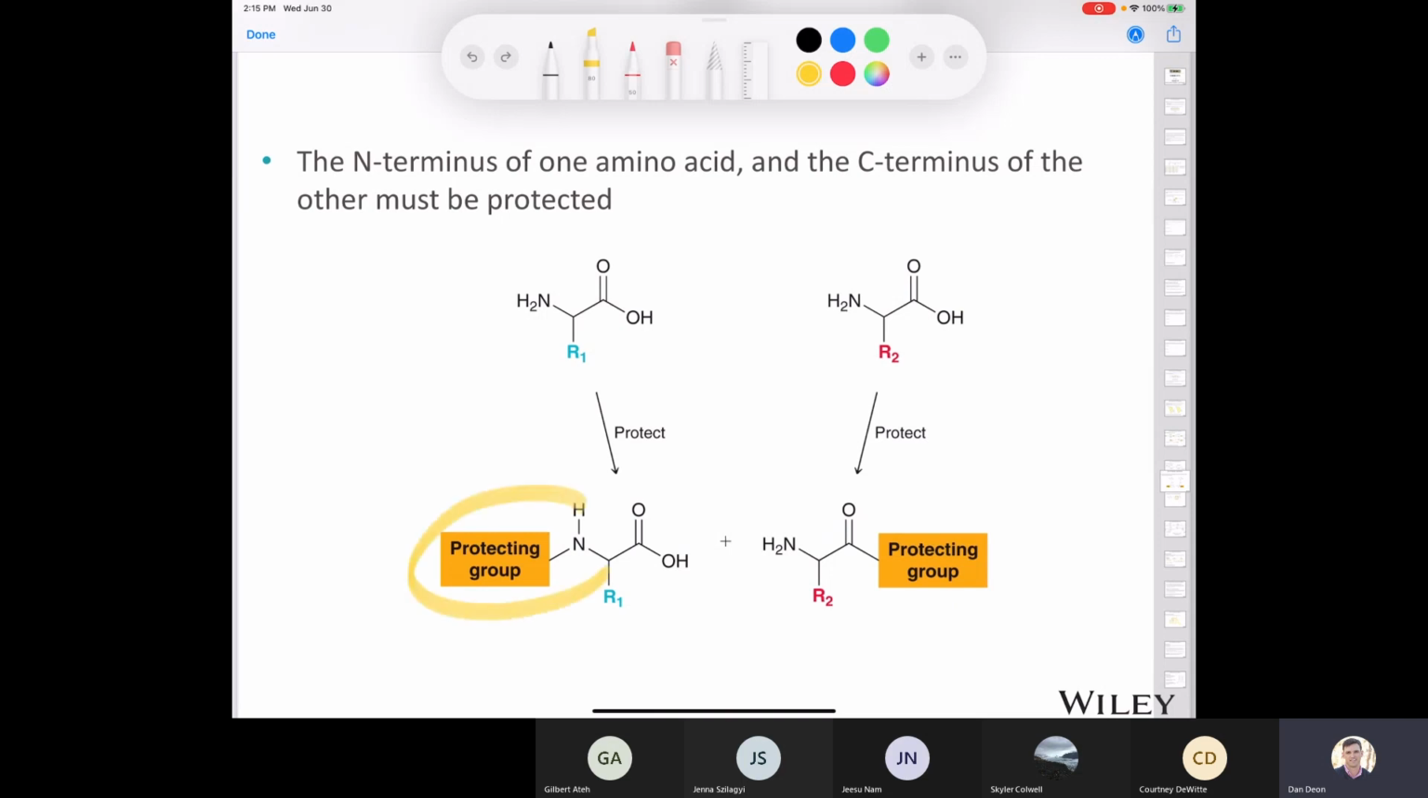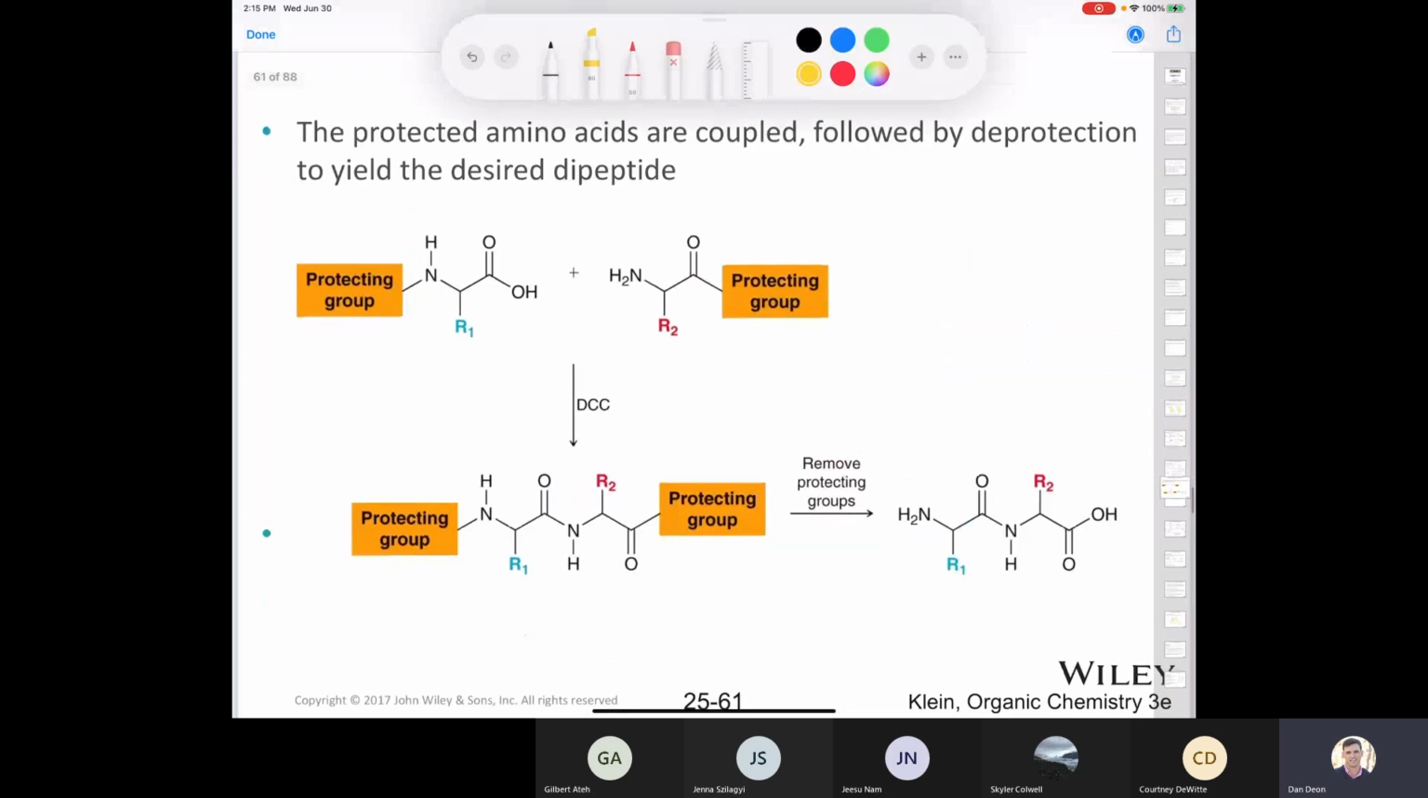Because now that you've protected the nitrogen over here and you've protected the carboxyl group over here, the only thing that can happen is a reaction between this carboxyl, let me circle it, is this carboxyl and this amine, right? That's the only reaction that can happen. It's shown here.